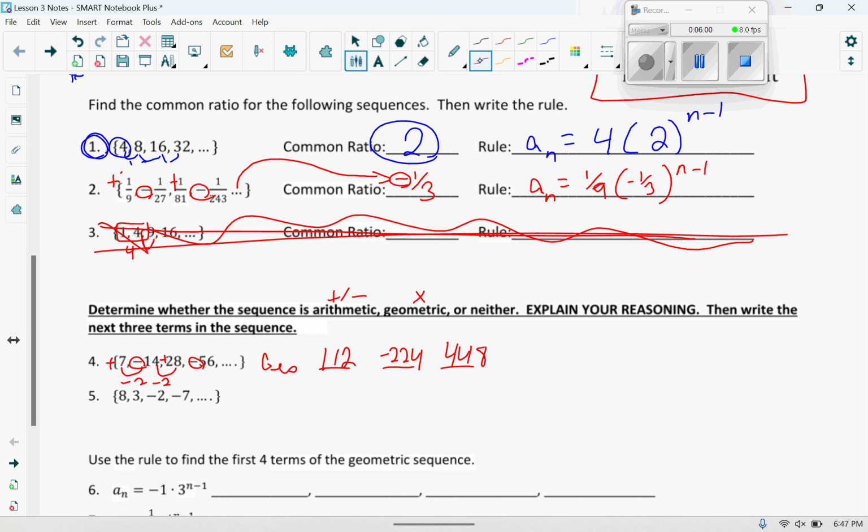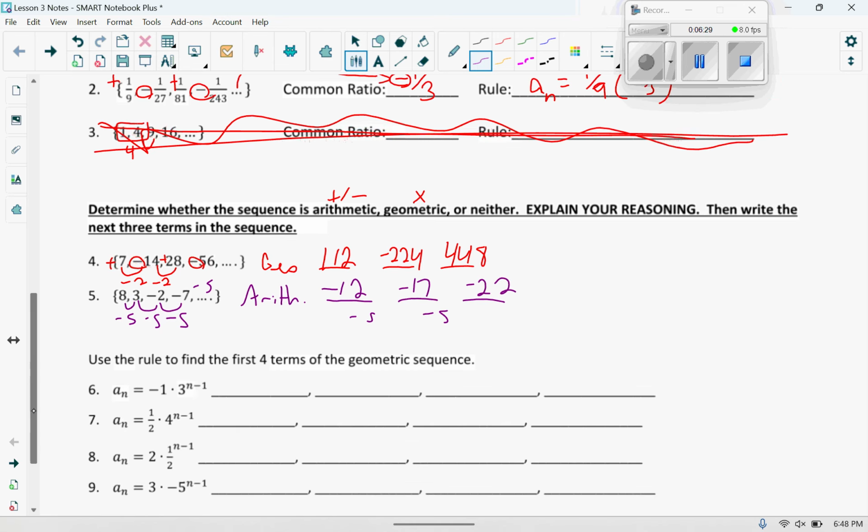Okay, for this next one, I notice the numbers are getting smaller, and it looks like I subtract 5, subtract 5, subtract 5. Yeah, so that's going to be my pattern. So subtracting is going to be arithmetic, and then I'm going to find the next 3 terms. So I'm going to take -7 minus 5 is -12, minus 5 is -17, minus 5 is -22.